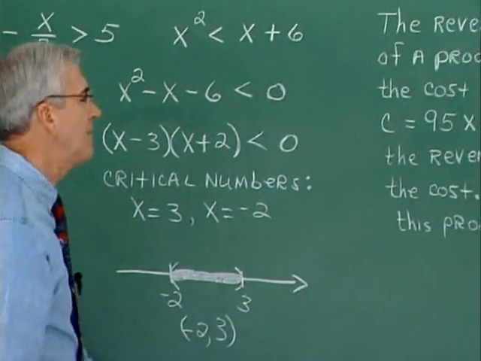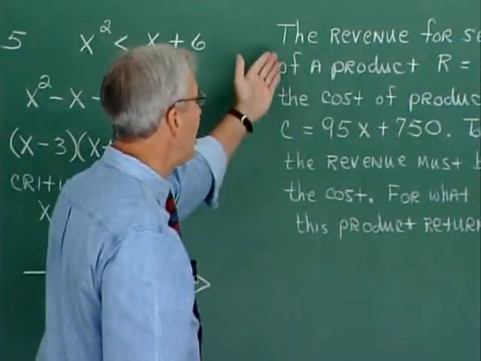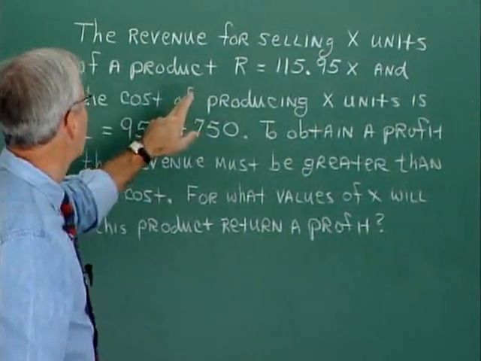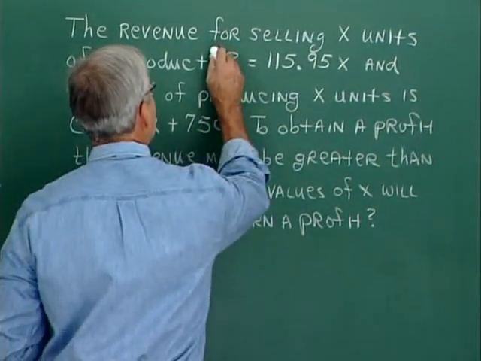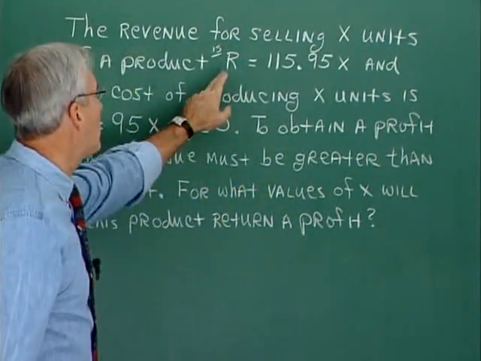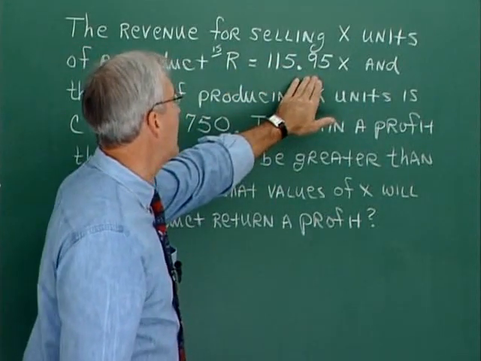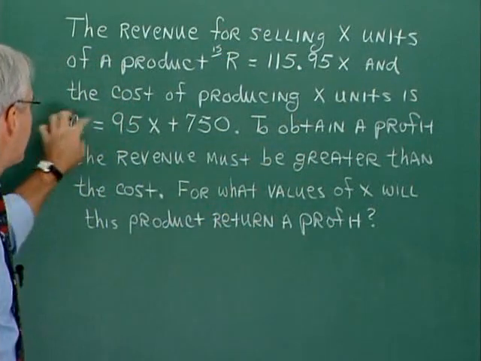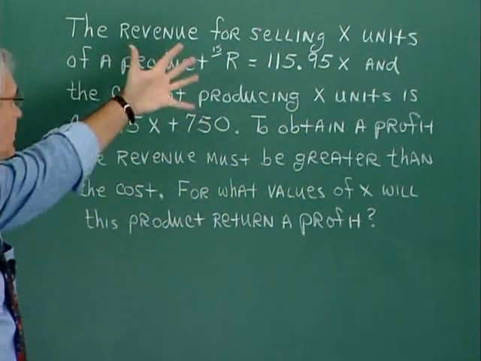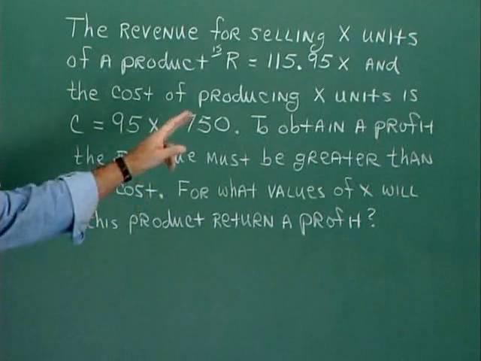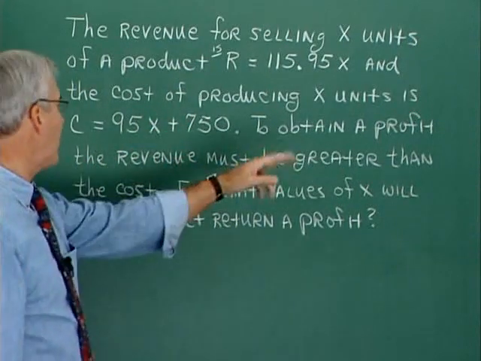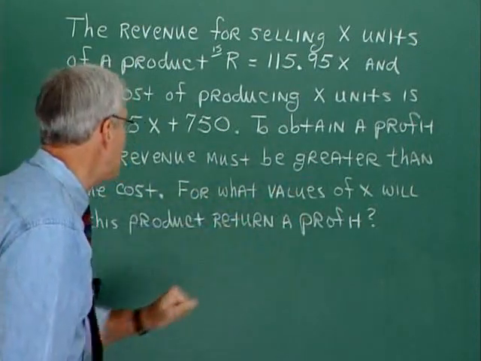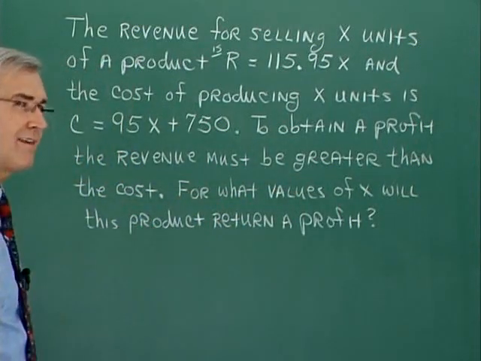Here's a word problem having to do with an inequality. It says the revenue for selling x units of a product is R equals 115.95x. And the cost of producing x units is this equation. So we have a revenue equation and a cost equation. To obtain a profit, the revenue must be greater than the cost. For what values of x will this product return a profit?